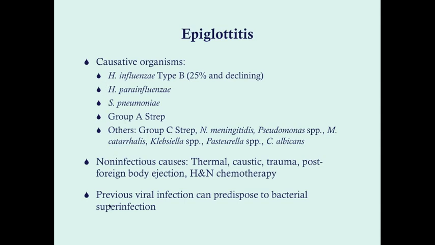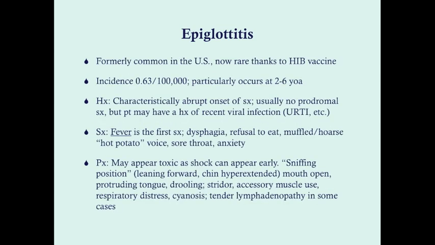Having a previous viral infection can predispose you to a bacterial superinfection. So remember that things like croup and laryngitis are viral infections. Having something like that can predispose you to a superinfection with a bacteria, and that can cause epiglottitis. So look for that in the patient's history. Like I said, this was formerly common in the US, now it's rare thanks to the Hib vaccine.